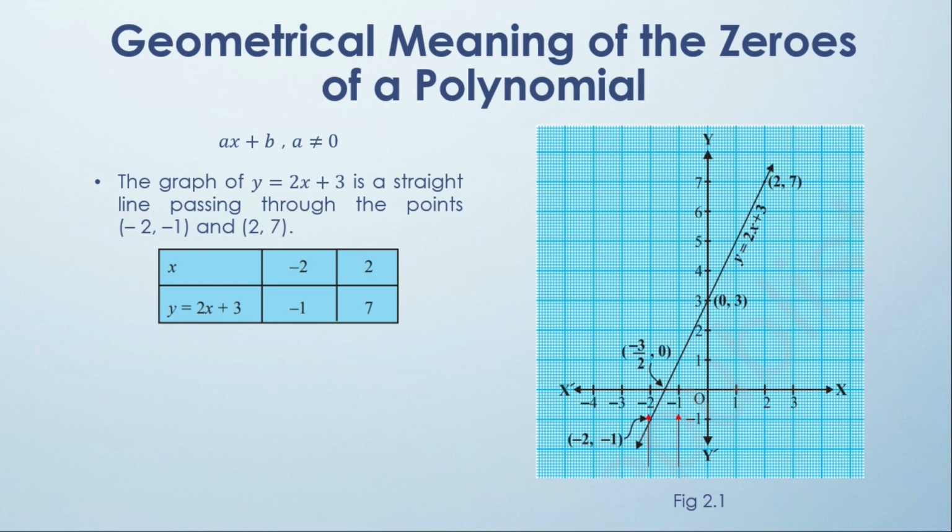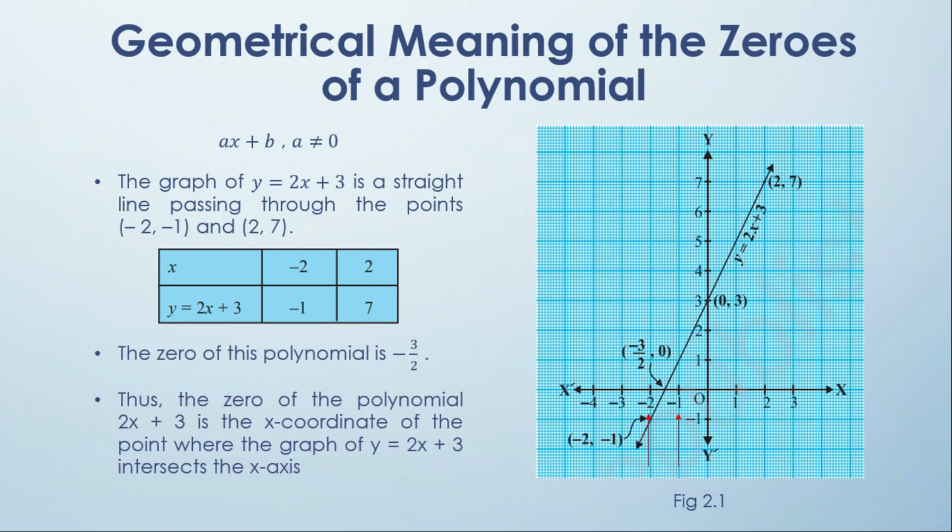That is at the point minus 3 by 2, 0. And we also know that the zero of this polynomial is minus 3 by 2. Thus, the zero of the polynomial 2x plus 3 is the x-coordinate of the point where the graph of y equals 2x plus 3 intersects the x-axis.